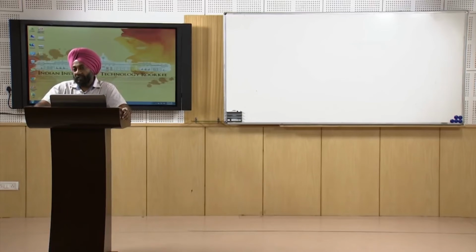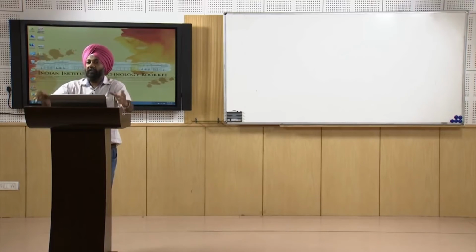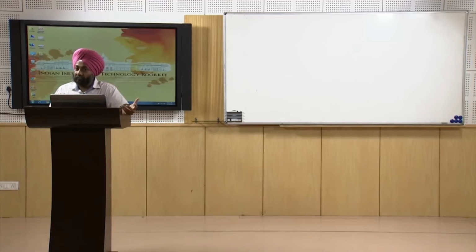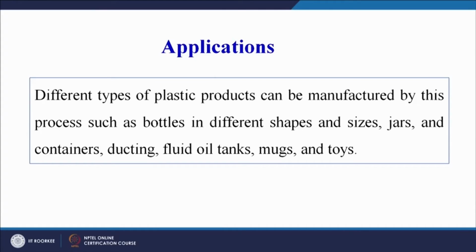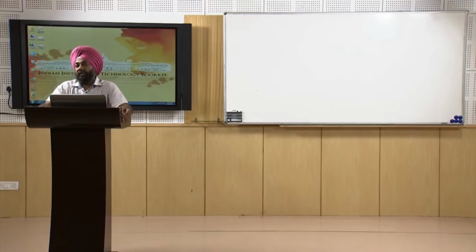Only thing we have to design is the mold. So the plastic will take the shape of the mold. So whatever mold we design, accordingly the shape we can produce. So that is the beauty of the process, that we can produce different shapes using the blow molding process. Jars can be made, containers can be made, ducting, fluid oil tanks, mugs and toys. So you can see there are a number of engineering applications, non-engineering, domestic, household applications, or the products that can be made by the blow molding process.